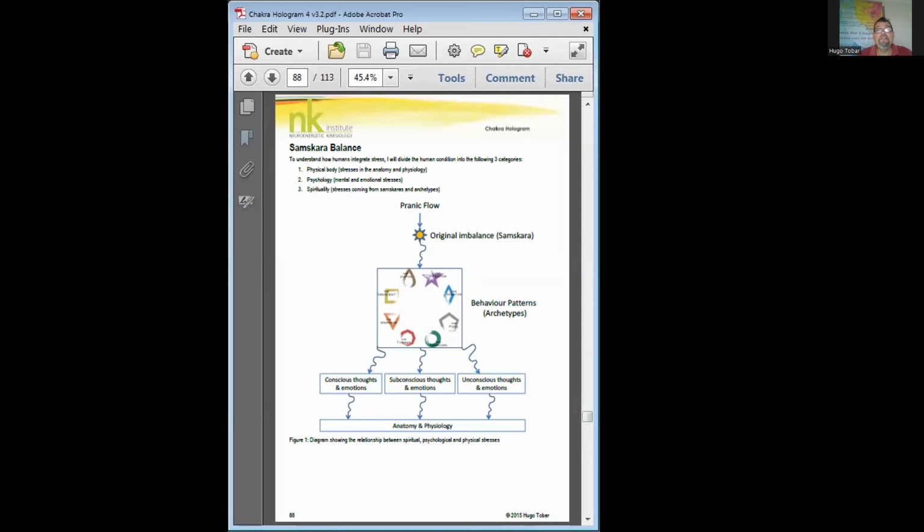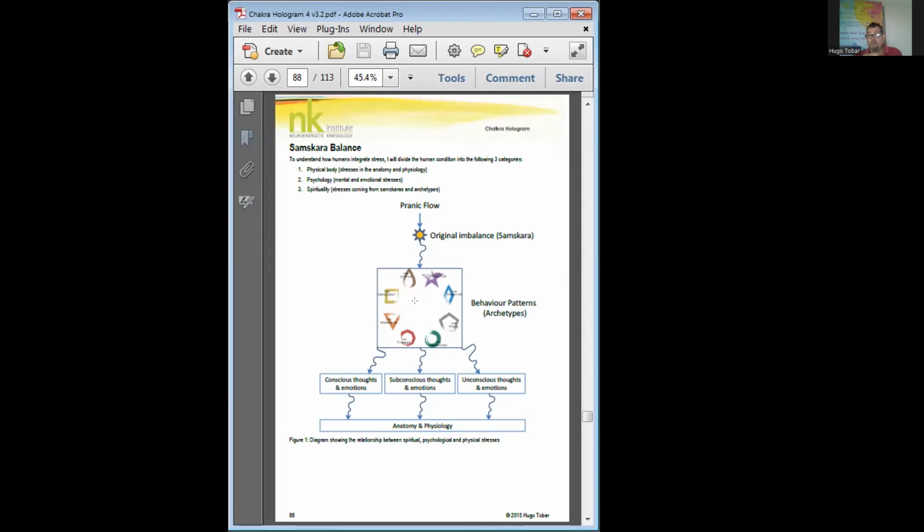What you see is that you have this pranic flow, and the samskara is like the original imbalance. It's the core thing that's driving your rebirth, or it's your lifelong issue. As this pranic flow comes through, if you have a samskara, it obviously interferes with that, and you have stress in the pranic flow. Then that'll come down from there. You will generate archetypes.